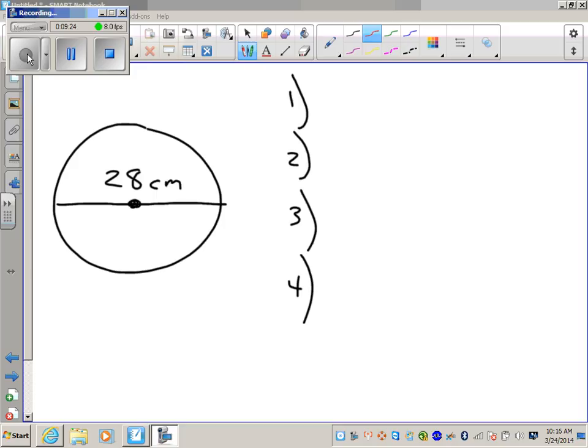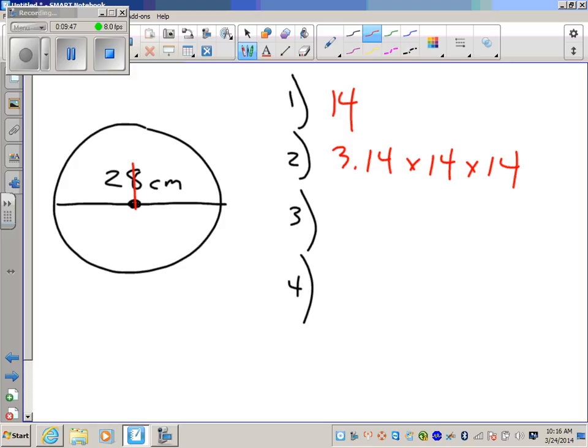Your favorite. Find R. What's R, Trinity? What's R? What is this? Is this R or is this D? That's D. We need half of that. So, did you hear me say follow your steps carefully?